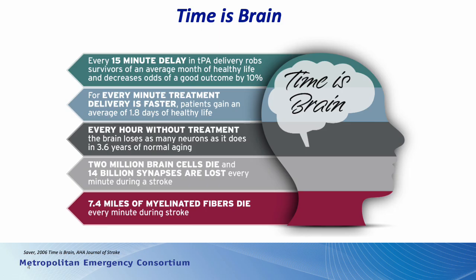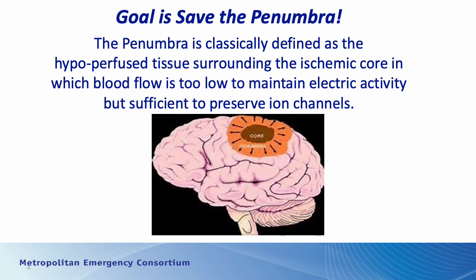2 million brain cells die and 14 billion brain synapses are lost every minute during a stroke. And then about 7.4, 7.5 miles of myelinated fibers or nerve fibers die every minute during a stroke. So just to give you a perspective of some of the things that happen based on time. So when you talk about stroke care, really our goal is to save the penumbra. Well, what is the penumbra?